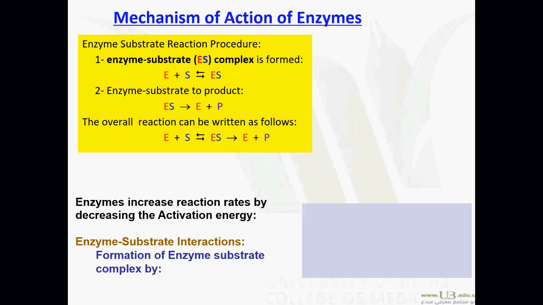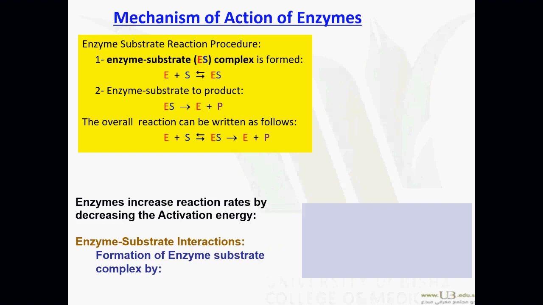الخطوة الثانية تكون هي الإنزيم سبستريت تو برودكت، يحصل ترانسفورميشن من الإنزيم سبستريت كومبلكس في خطوة انترميديت لإنزيم برودكت كومبلكس، بعد ذاك يدينا إنزيم بلس برودكت. البرودكت في حالة الجلوكوز والهيكسوكاينيز هي جلوكوز 6 فوسفيت إذا اعتبرناه كمثال. ممكن ننظر للرياكشن ده as overall باعتباره enzyme plus substrate will give us enzyme substrate complex.